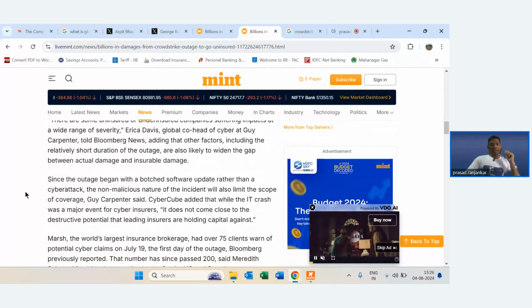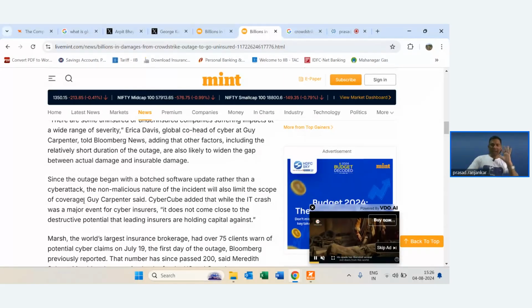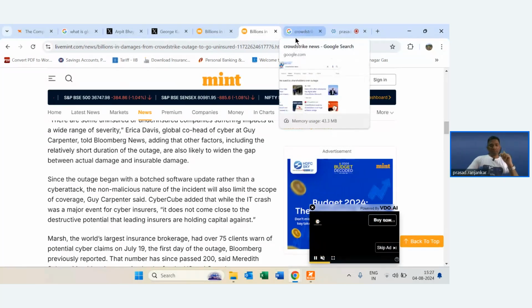Okay, and why is she saying so? Since the outage began with a botched software update rather than a cyber attack, the non-malicious nature of this incident will also limit the scope of coverage. So it is confirmed that the inbuilt coverages of a cyber liability policy will not trigger. But don't worry, there is some recourse available as an endorsement wording that you have to ask your insurance company for. They will add some endorsement for global IT outage, which will obviously fetch some extra premium for your insurance program. But the story doesn't end here.